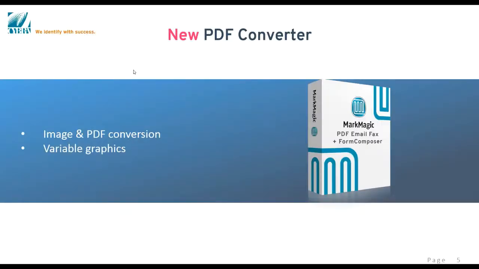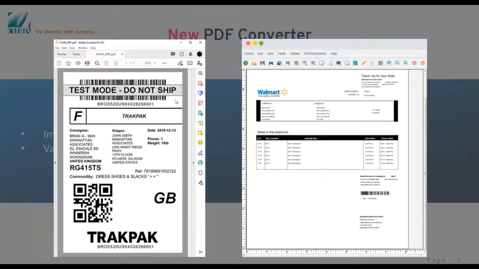PDF converter. This is a new thing for Cybra where we can actually think of it as an image, really, right? So we could always take images like JPEGs and PNGs and GIFs and convert them into a MarkMagic source image and target graphic and print it out. We can now do that with PDFs as well.